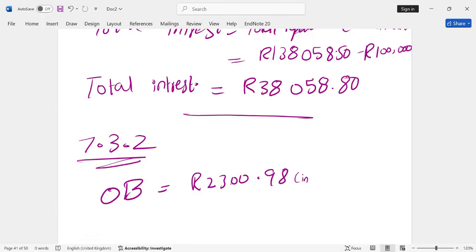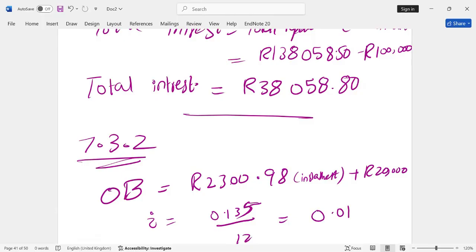plus R20,000. This is the lump sum. Okay, so we have to calculate the monthly interest rate. All right. So iota equals 0.135 divided by 12, that is equal to 0.01125. Okay.